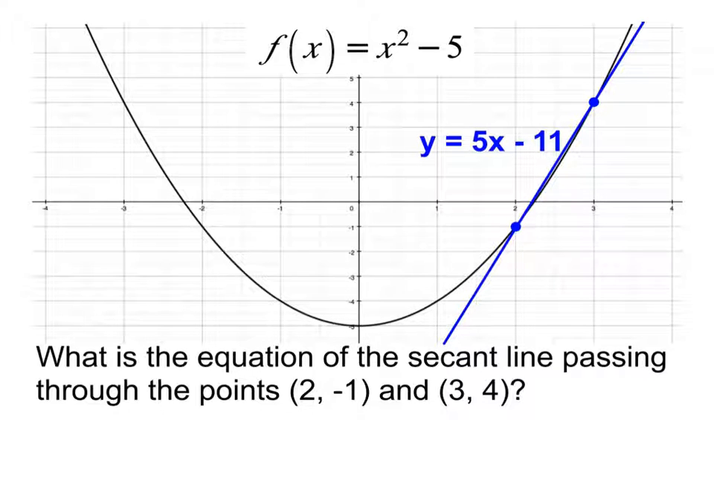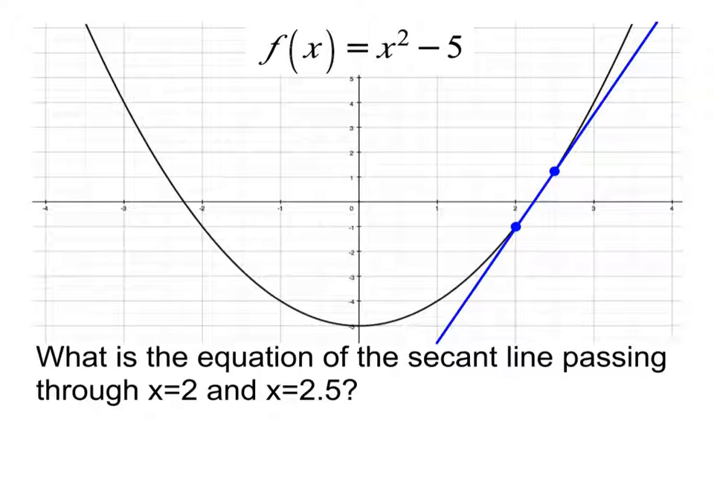Okay. If we can do that, then we can also do it with less pretty numbers, such as this. We're going to find the equation of the secant line that passes through x equals 2, same x equals 2 there, and x equals 2.5. So, see how well you can apply the method we just used to this problem. Because theoretically it's doing the exact same thing.